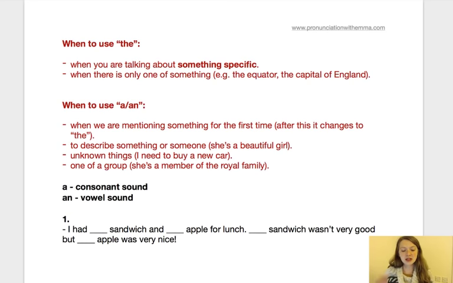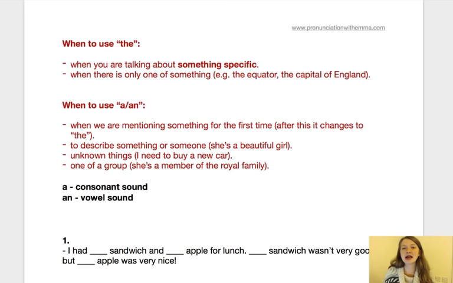So when to use "a" and "an"? When we are mentioning something for the first time. After this, it changes to "the". So I could say something like, I ate a sandwich for lunch. Not specific, I'm mentioning it for the first time. I ate a sandwich for lunch. The sandwich tasted very good. The sandwich, because I'm referring back to that specific sandwich.